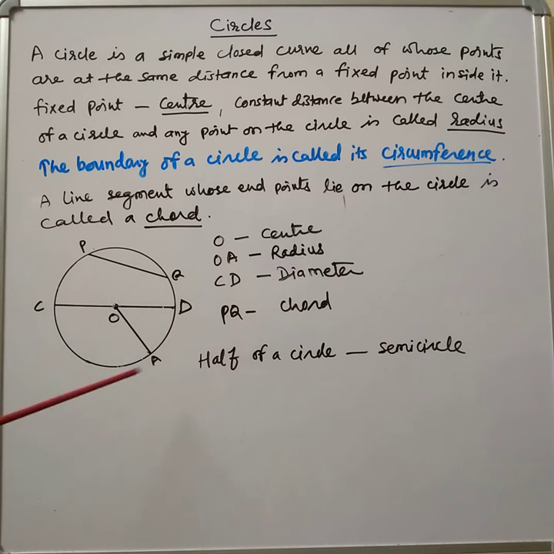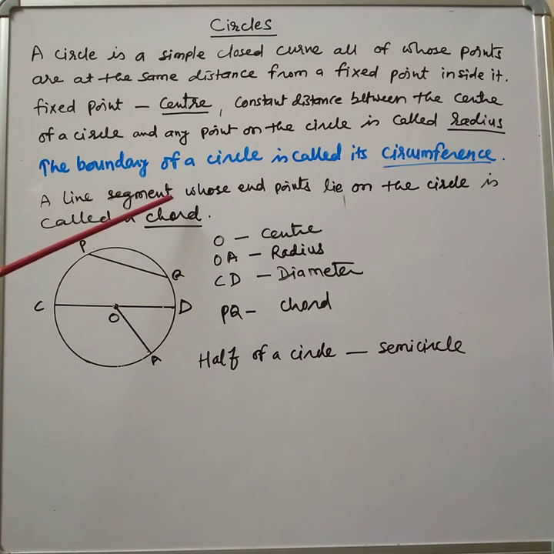Now what is circumference? As we have seen in rectilinear figures, there is the perimeter. Here the boundary of a circle, or in other words perimeter, is called the circumference. This whole boundary is called the circumference. So we start from A, go round and come back to the point A.